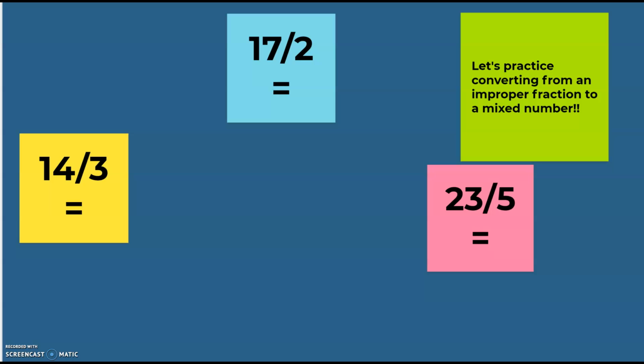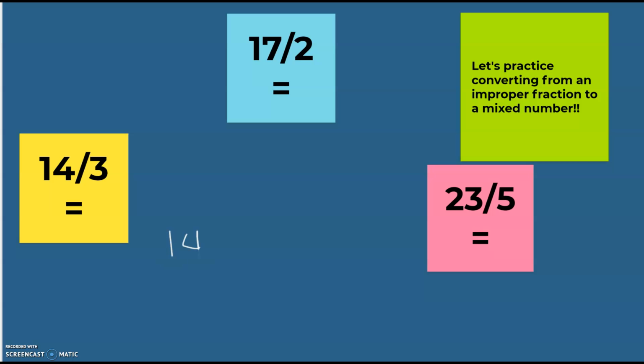Remember, an improper fraction is when your numerator is more than your denominator. So in this first case, I have 14 thirds. If I have 14 thirds, one way that I showed you was making 3 thirds until we get to 14. Another simple way to convert is to do division.